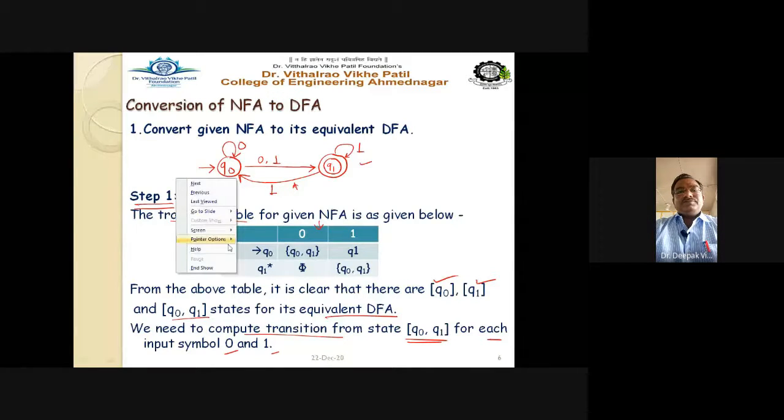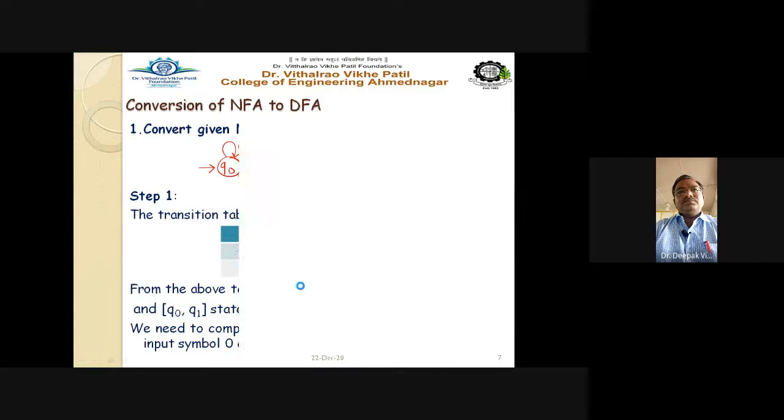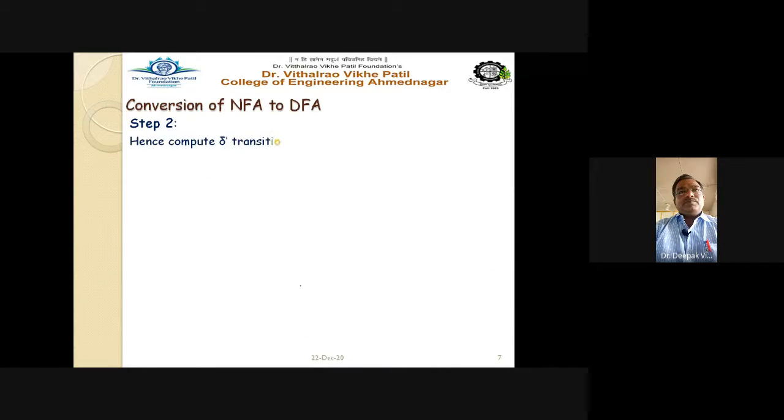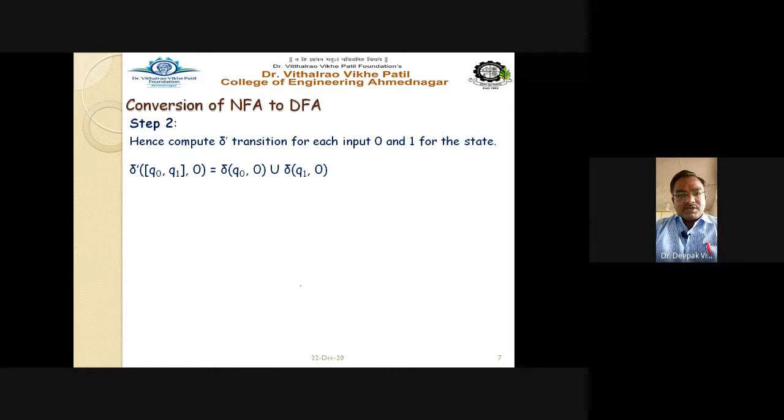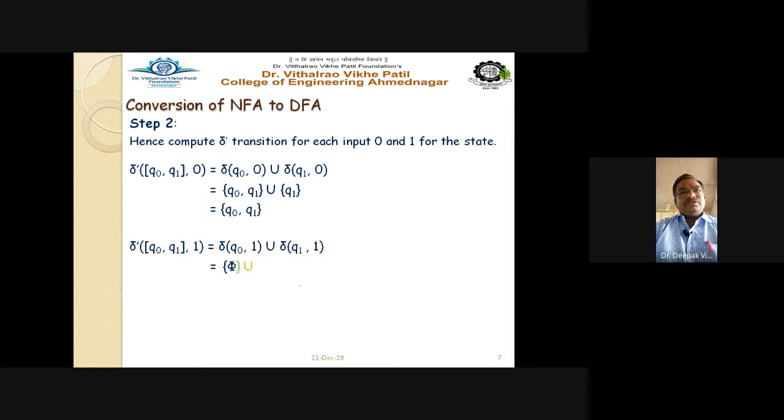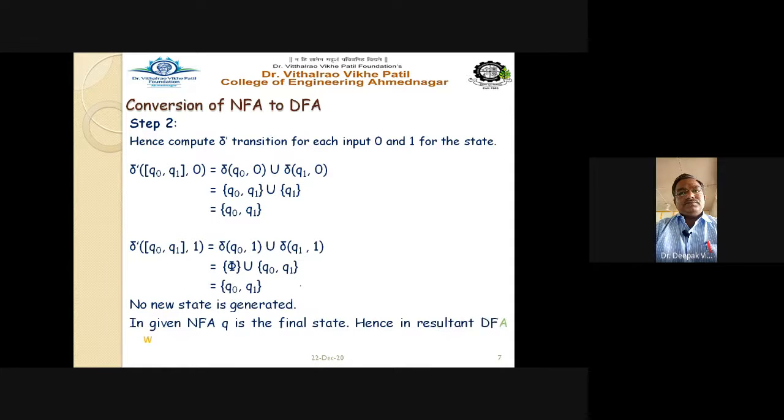The next point. See here, step number 2. Hence, compute the delta dash transitions. Compute the delta dash transition for each input 0 and 1 for the state delta dash of q0, q1 comma 0. So see here, the new state generated is nothing but q0, q1. So this is the state. See carefully how to write the state. You have to give an opening square bracket and a closing square bracket.